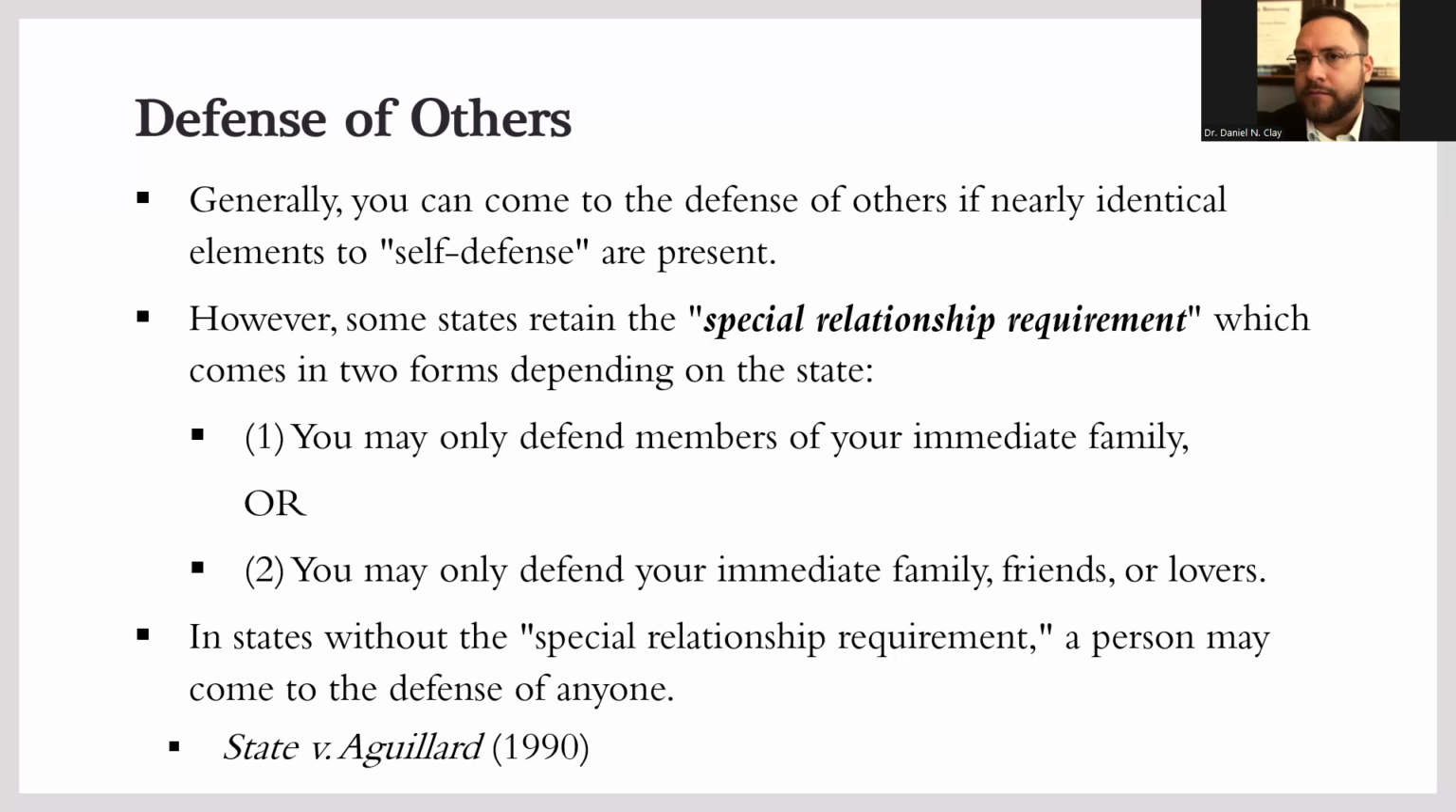Because it doesn't matter how close you are to the person. You could live with your cousin, but the simple fact is they're not your brother or your sister, your child, or your mom or your dad, right? They are not your immediate family, even if you live with them, which is kind of an asinine rule. Other states that require a special relationship say you can come to the defense of members of your immediate family, friends, or lovers.